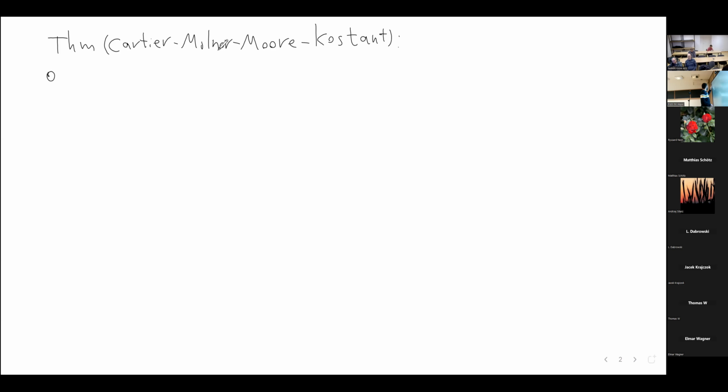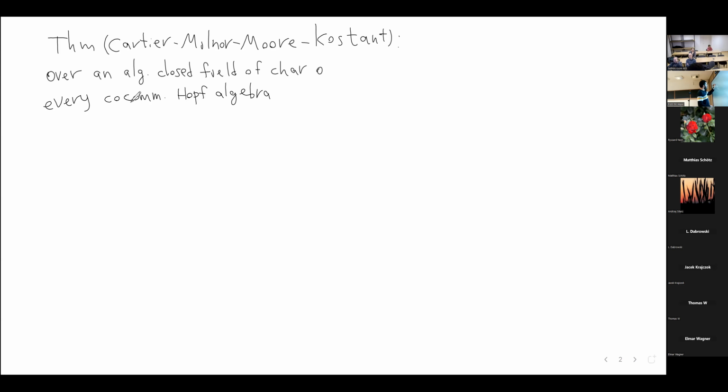Over an algebraically closed field of characteristic 0, every co-commutative Hopf algebra is of the form Kg semi-direct product U of g, where Kg is the group algebra, and K is my ground field here.